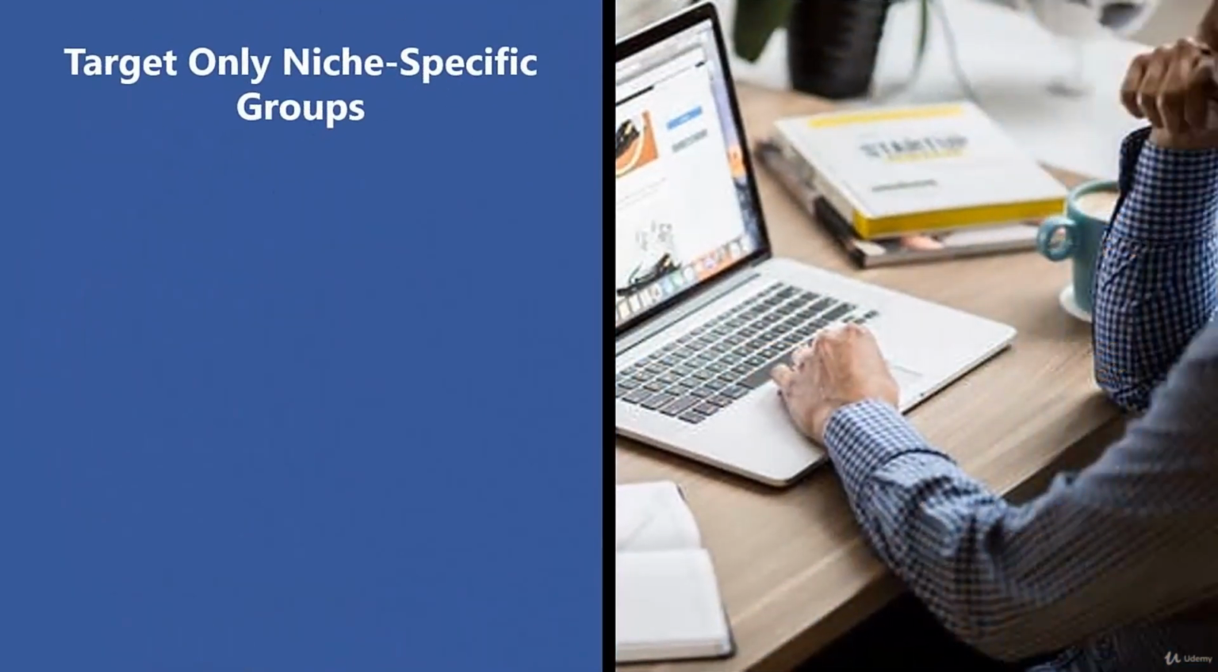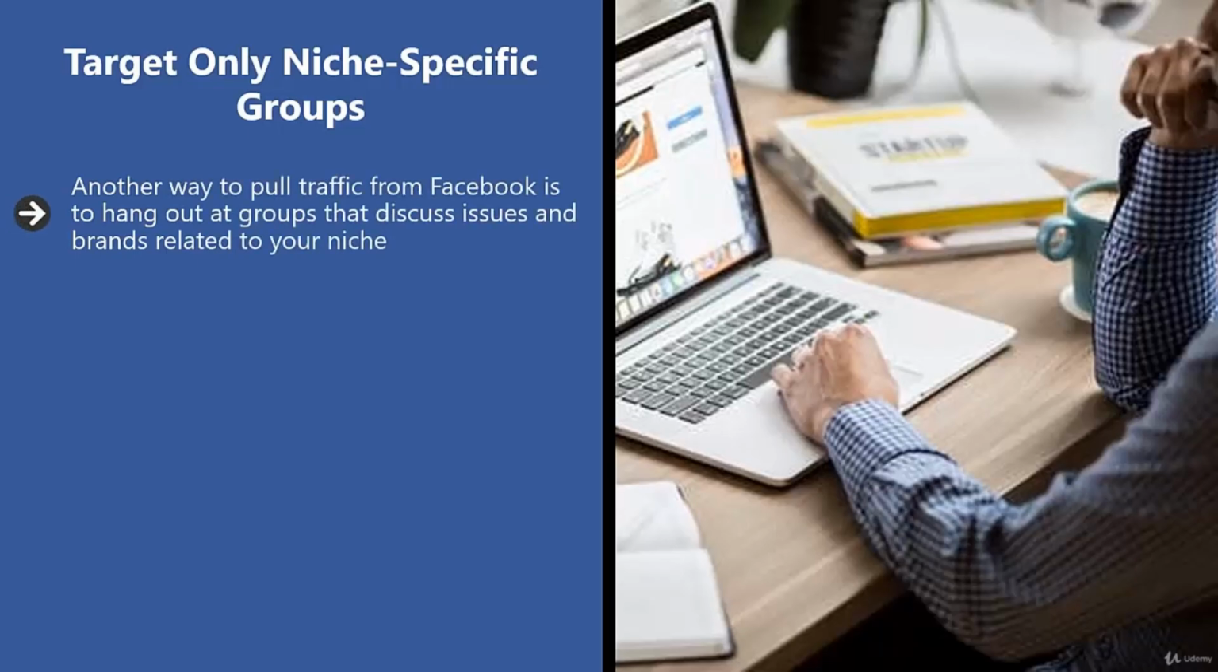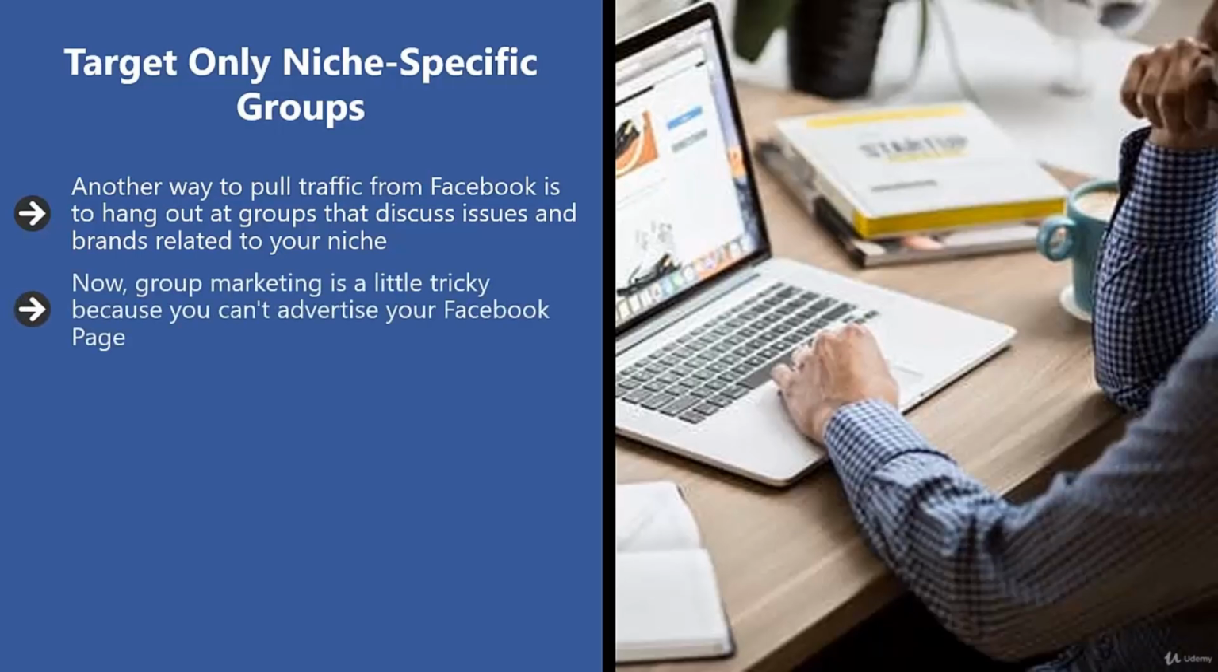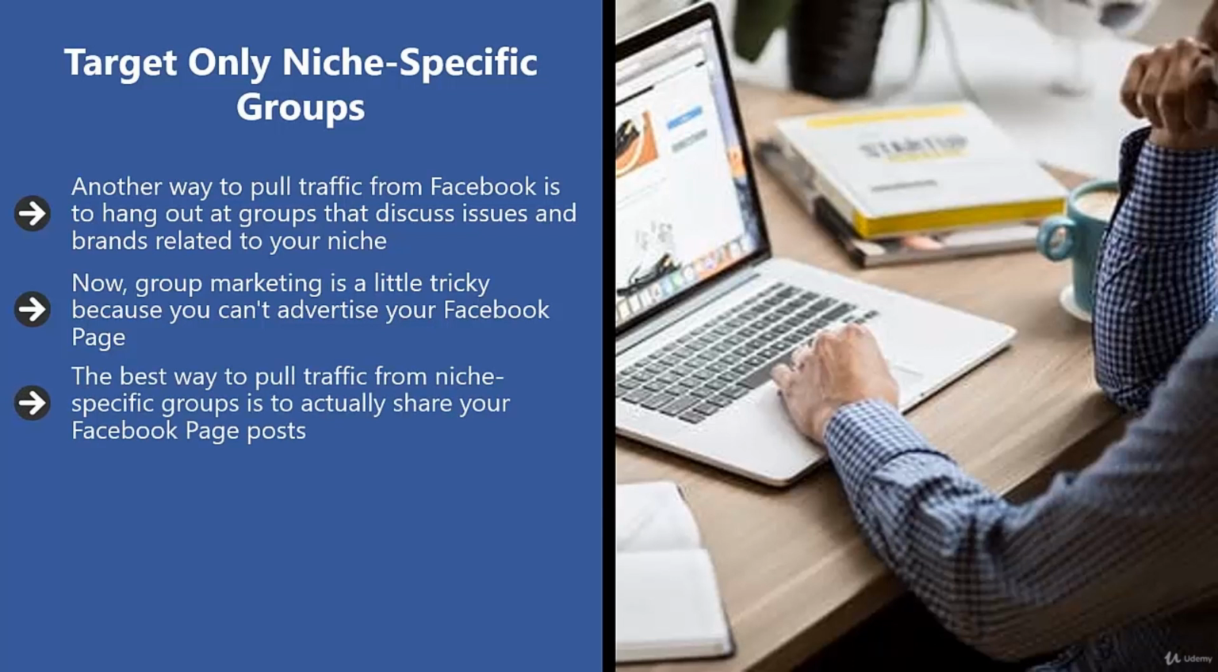Target only niche-specific groups. Another way to pull traffic from Facebook is to hang out at groups that discuss issues and brands related to your niche. Now, group marketing is a little tricky because you can't advertise your Facebook page. When you post in a group, it has to be your personal account. Accordingly, you have to walk on eggshells and be very diplomatic. The best way to pull traffic from niche-specific groups is to actually share your Facebook page posts. This is why niche specificity is crucial.